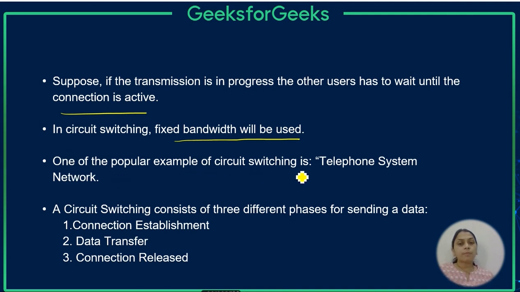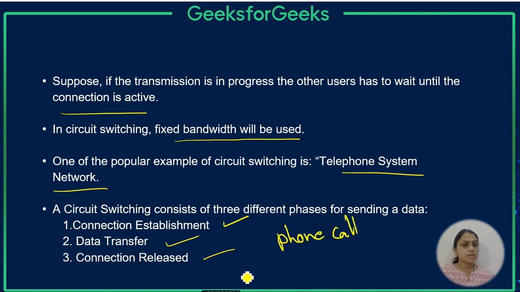One popular example of circuit switching is the telephone system network. Whenever you make a call to your friend, the call has to be established before you send data, right? In those cases, circuit switching technology is used. Circuit switching consists of three different phases for sending data. What are the three phases? First, establish a connection. Once the connection is established, data is transferred. After transferring the data, the connection is released. Simple example, a phone call.